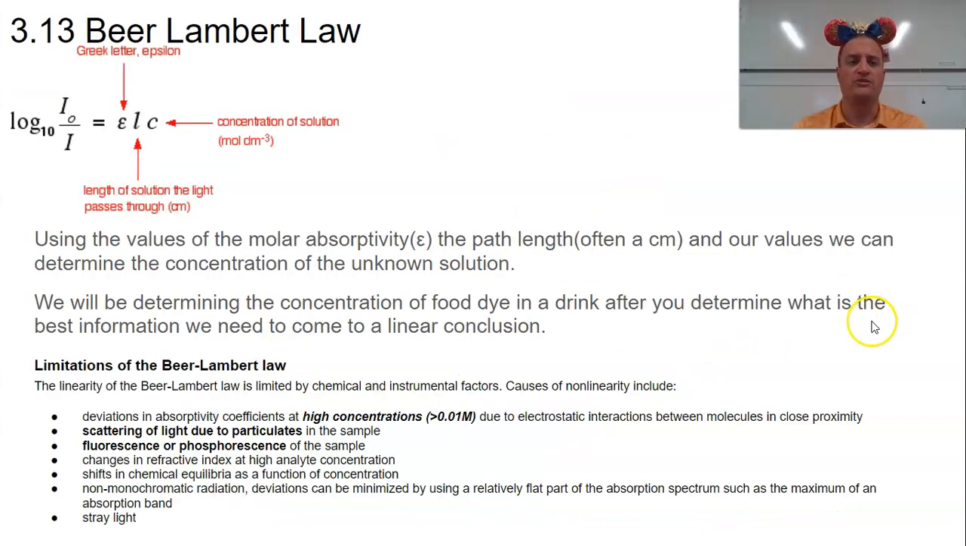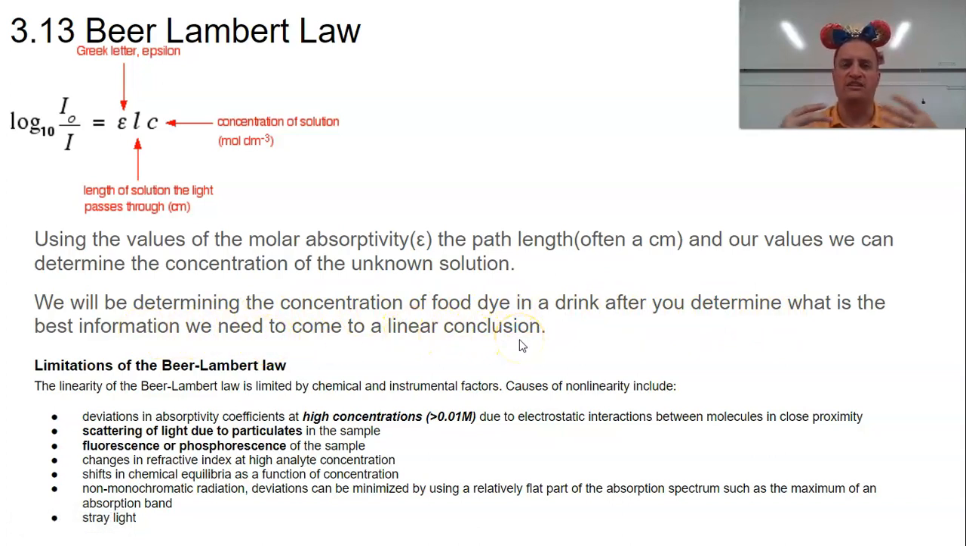What we can use, though, is math in order to get this idea. So it looks more complicated. Again, we'll work through it in our lab. But the idea is that you have a constant value, this epsilon, the length of the solution, which is generally 1 centimeter, and then the concentration, which we think of as our molarity. We look at a logarithmic scale when it comes to this, and we'll be determining the concentration of food dye in a drink after you determine what's the best information to come to a linear conclusion.